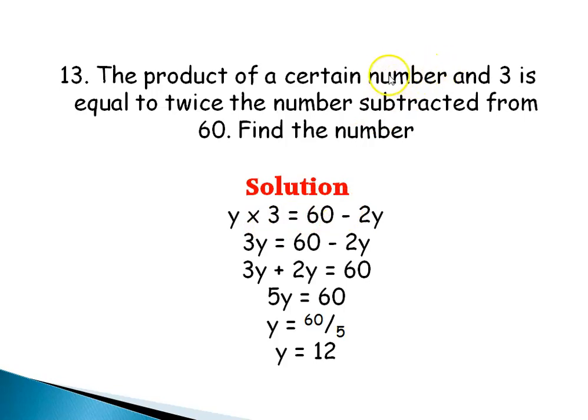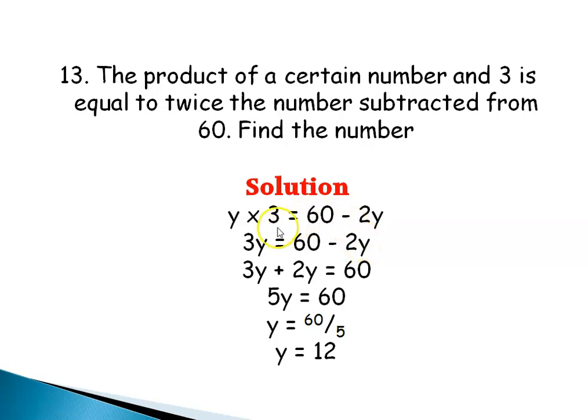The number is y. The product, that is the number multiplied by 3. So y times 3 is equal to, this is your equality sign, twice the number, 2 times y, subtracted from 60. So that's 60 minus 2y. Is that okay? Alright, so y times 3 is 3y, is equal to 60 minus 2y.